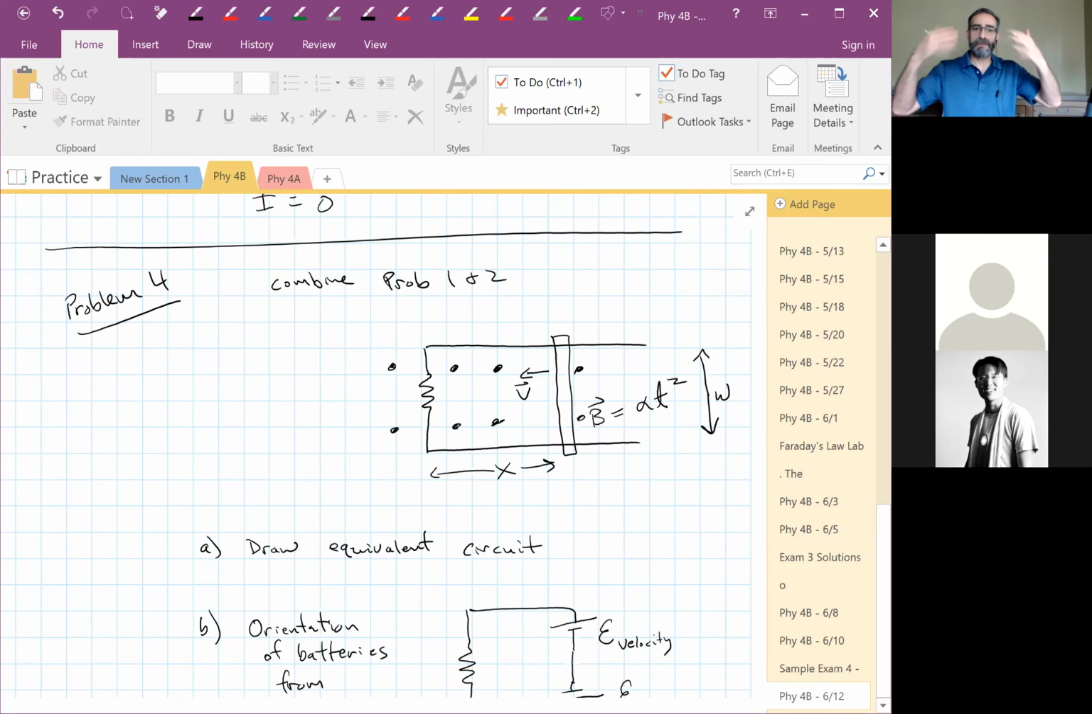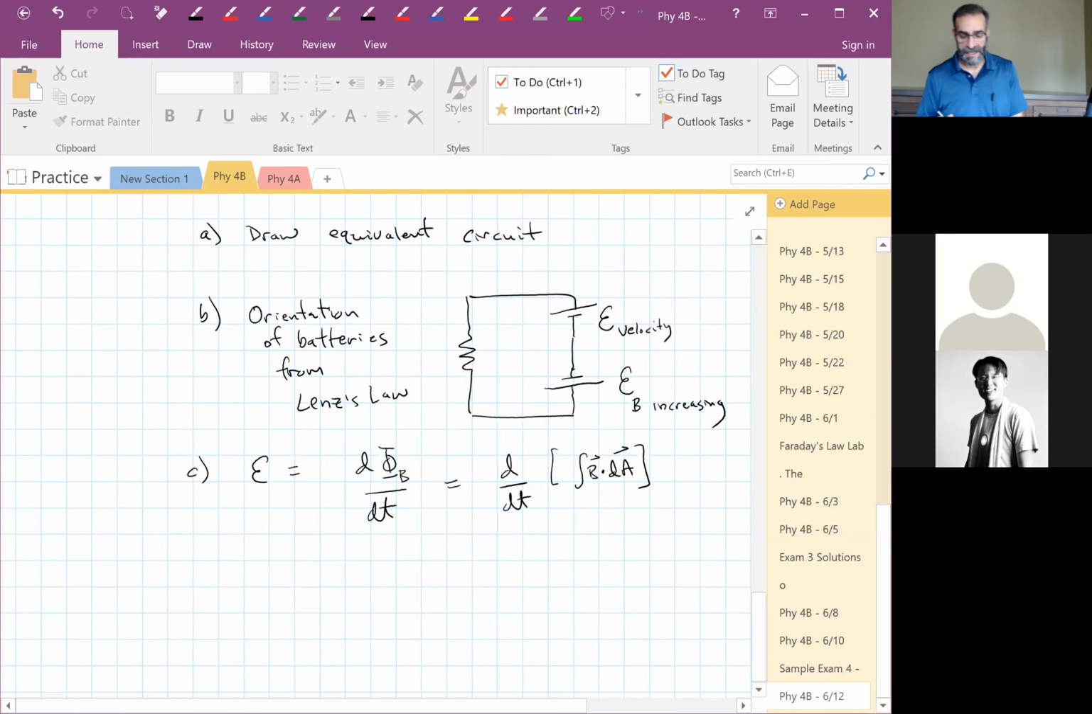Then we let time roll forward a little bit. The magnetic field gets stronger and stronger and stronger. And then we freeze time and run around and check the magnetic field everywhere in that loop. It's the same everywhere in that loop. The magnetic field is constant over the area. It's changing in time, but it's constant over the area. So this integral just becomes B times A.